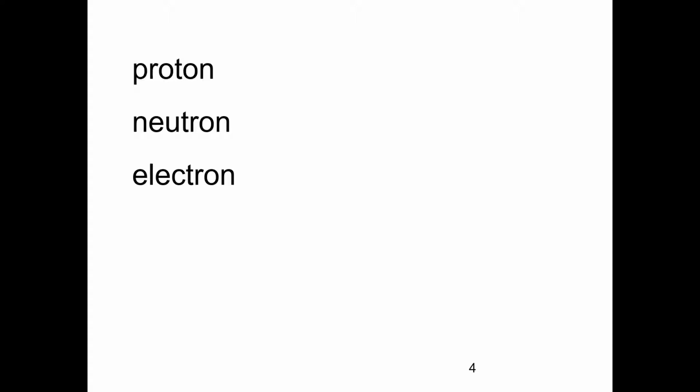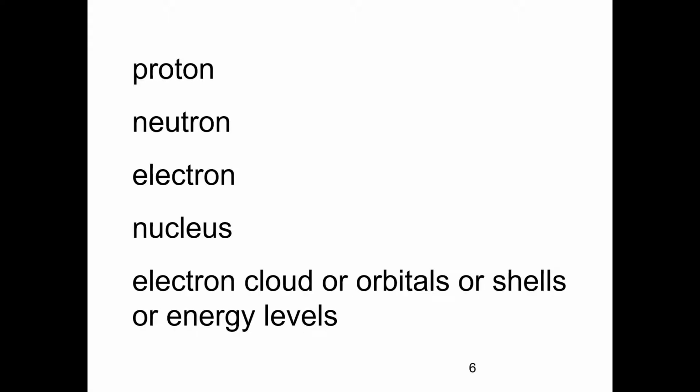Do you remember what the electron is? Define it for yourself. That's right, it's the negatively charged particle found in the outer regions of the atom, outside of the nucleus. What is the nucleus? It's the small, dense heart of an atom. The electron cloud, or orbitals, or shells, or energy levels are the regions outside the nucleus where the electron is found.